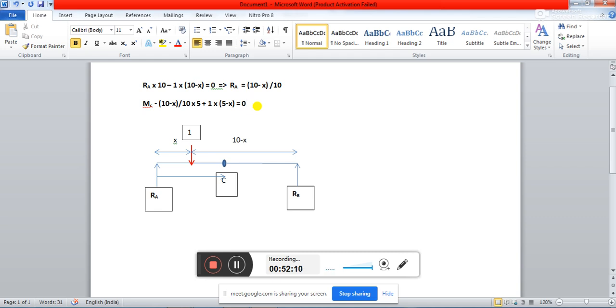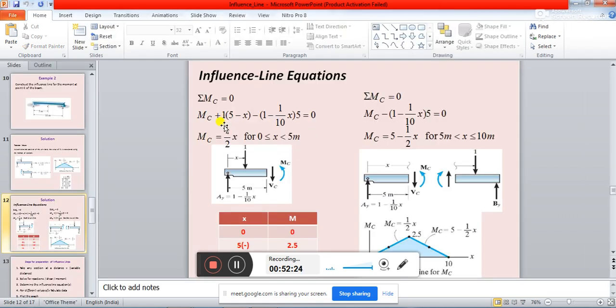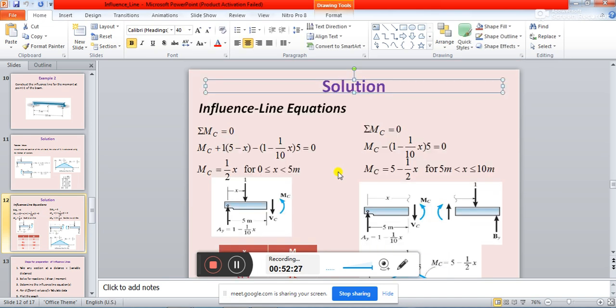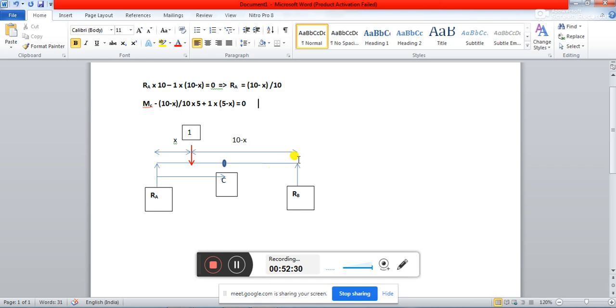So if you do this, then what will be the value of MC? If you simplify this equation, you are going to get the value of MC, right? If you take this value on the other side, so your MC value is going to be equal to how much? Simplify, tell me. So what should I do? So 10 by 10. So 10 by 10 means what?